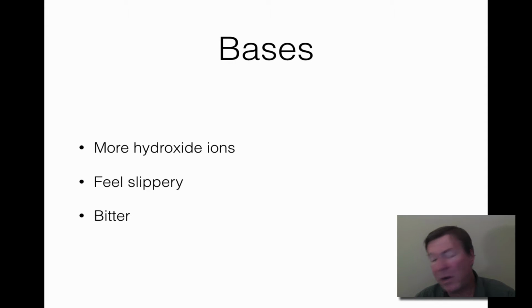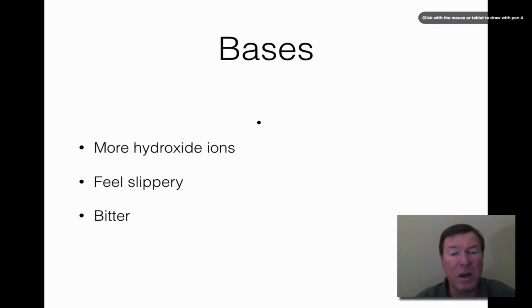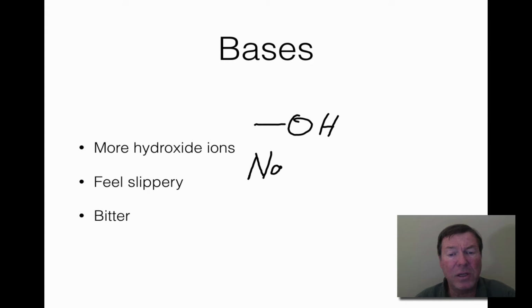Bases have more hydroxide ions. Hydroxide ions are anything with an OH. For instance, NaOH is sodium hydroxide, a fairly strong base. They feel slippery when you touch them. Think of soap or shampoo. They're basic, so they tend to feel slippery. I don't go around eating soap, but they have a bitter taste to them. So they have OH at the end.